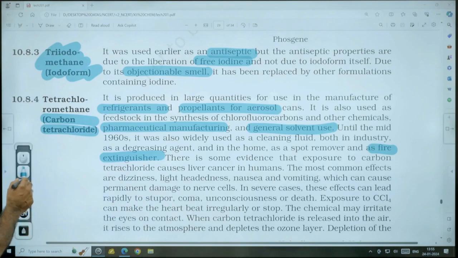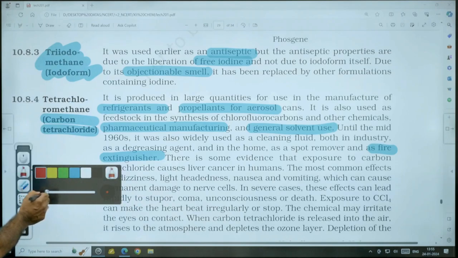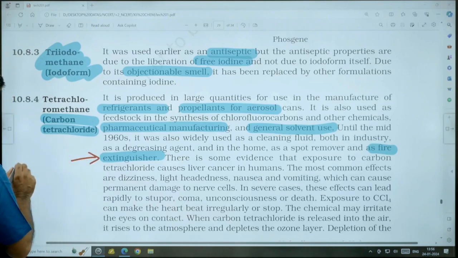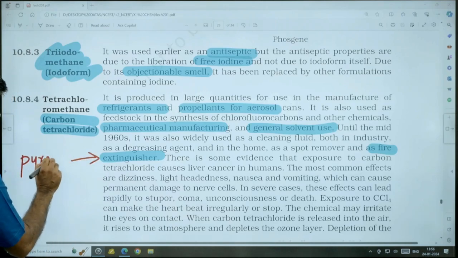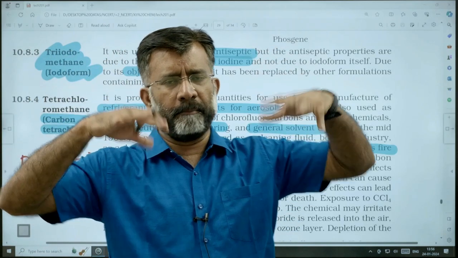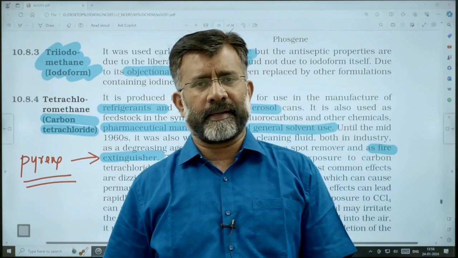It's a heavy molecule, and will dump over the fire. It is used as a fire extinguisher under the trade name pyrene, CCl4. It is a heavy compound that will dump over the fire and cut interaction with the air.